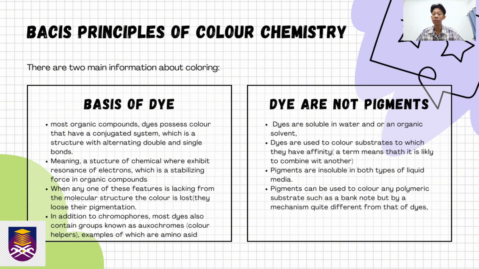And pigments can be used to color any polymeric substrate such as a banknote, where it could last for a long period of time, where we can see most banknotes can be a keepsake for us to remember. But amazingly, the banknotes are still visible.